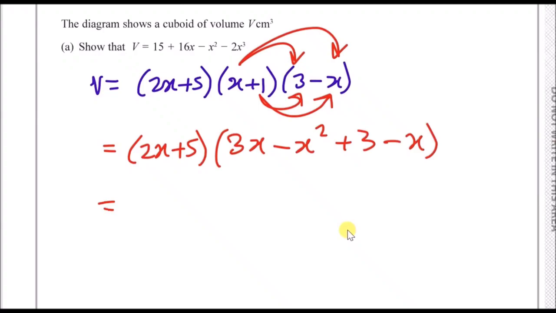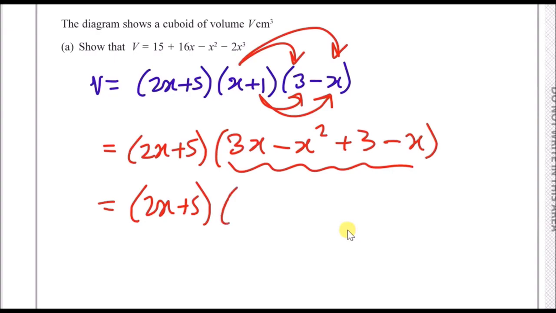So we're going to now have 2x plus 5 multiplied by all of this, but tidying this up first and doing it in terms of power order, guys, yeah? So always start with the x squared. So we're going to have minus x squared first, 3x take away x is plus 2x, and we've got plus 3. Okay, so step 2 now.